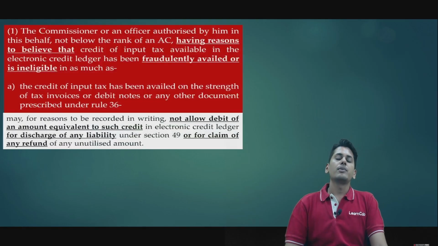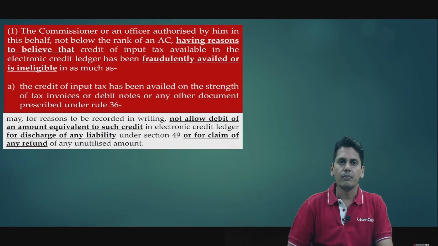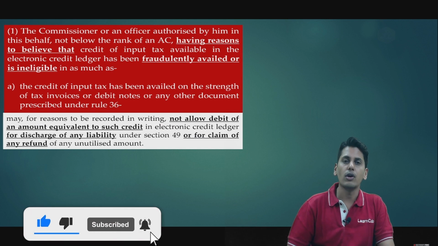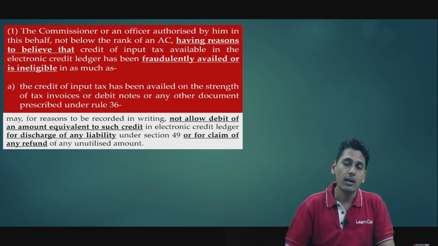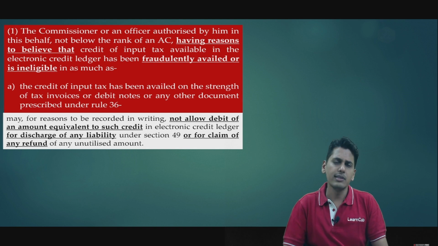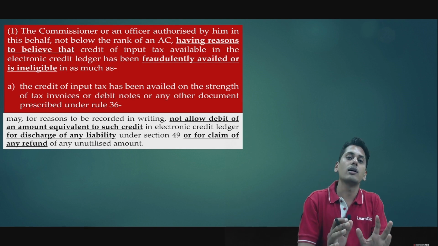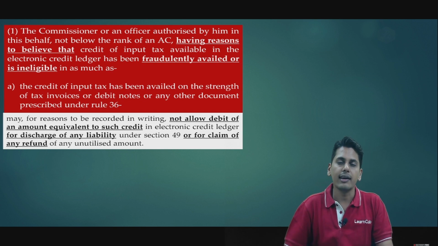The next concept is Rule 86A. Friends, as far as Rule 86A is concerned, if the proper officer has reasons to believe that input tax credit has been taken fraudulently or ineligible input tax credit has been taken, then the proper officer can block the input tax credit from being utilized. That means once he blocks this credit in the electronic credit ledger, that particular credit cannot be utilized, nor can a refund of that particular credit be taken.